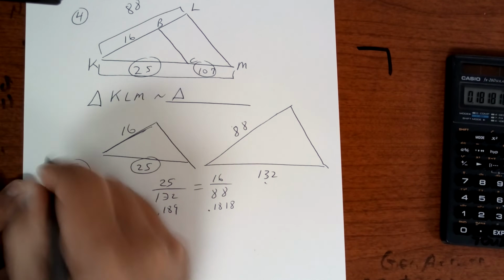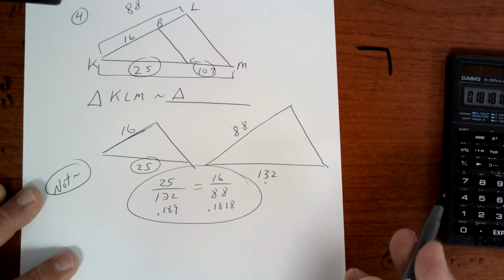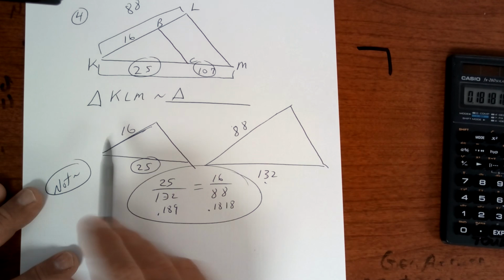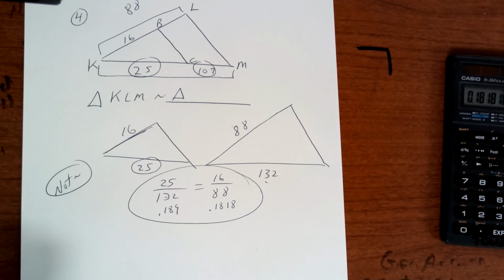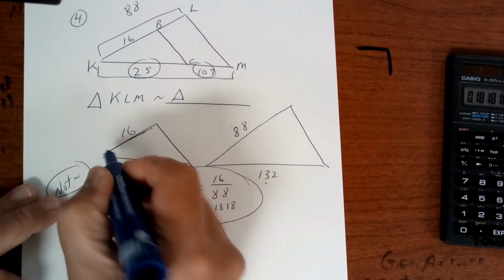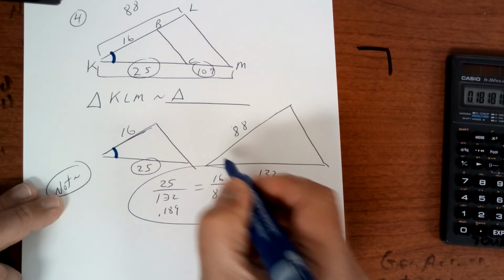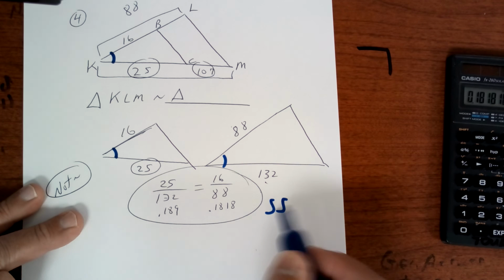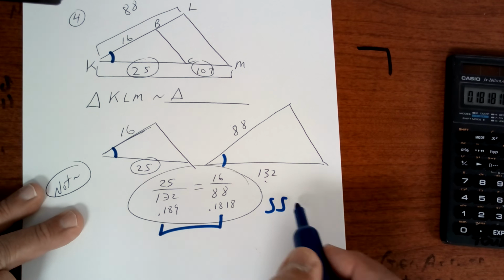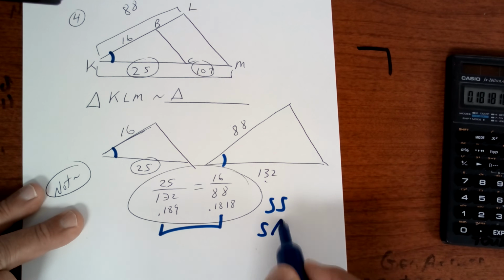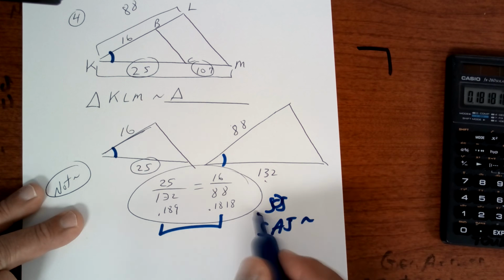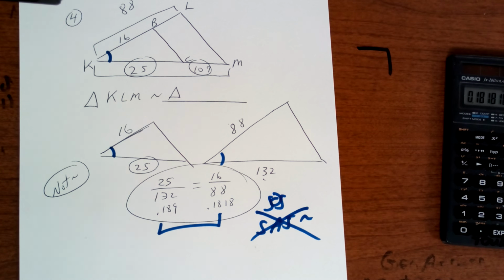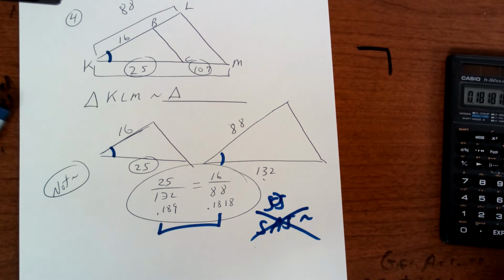Okay, the sides are not proportional. Now you might say, well, even if the sides were proportional, you still need an angle. You would need this angle right here, which is in common to both of these. So it would be side angle side similarity if these were the same. So side angle side similarity, but they're not the same. It doesn't work. The sides are not proportional.